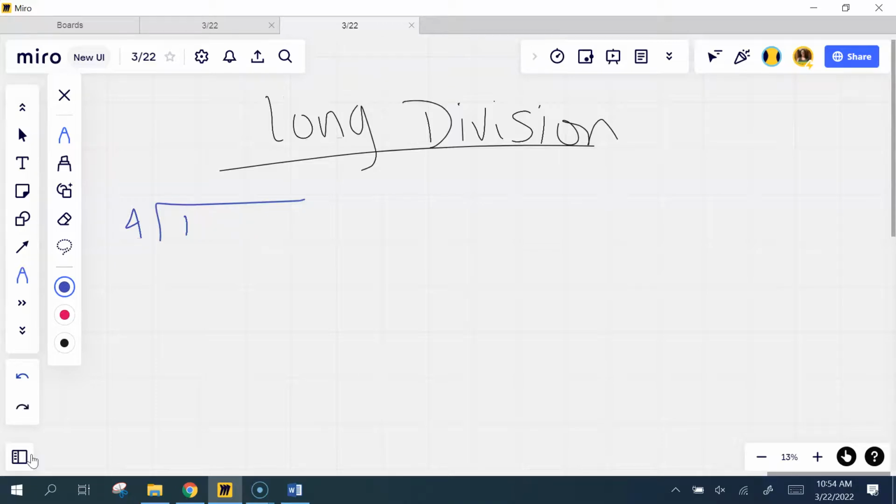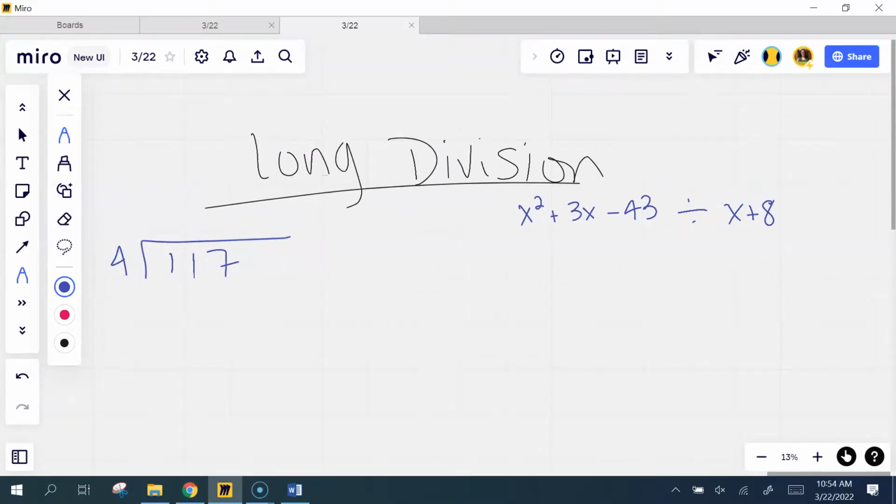Let me make it like that, number 117. Sorry, I know y'all hate that. If you look at number 5, I have this problem: x squared plus 3x minus 43 divided by x plus 8. Now the first thing, and this is not on here, you need to make yourself a big old note: always check for placeholders. And I'm going to tell you exactly what that means.